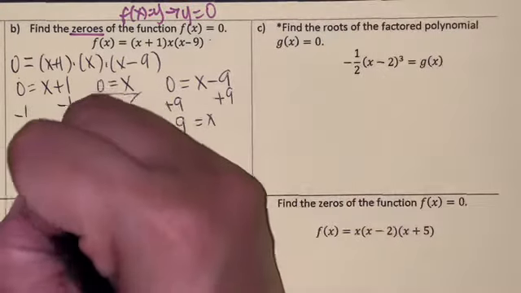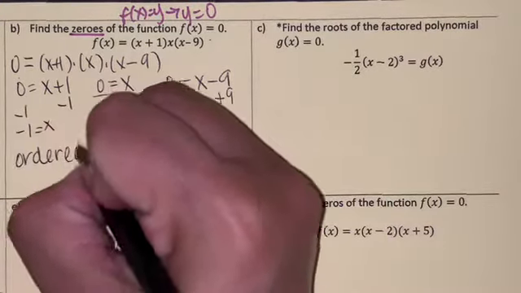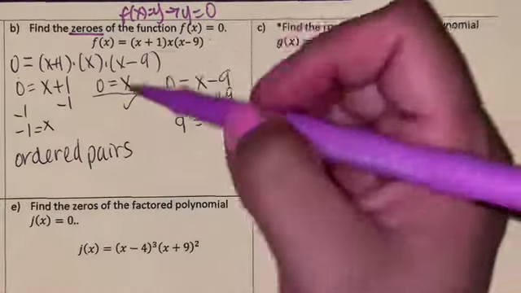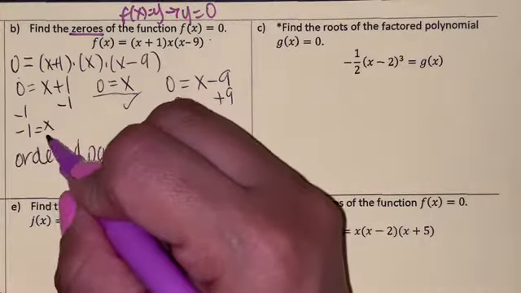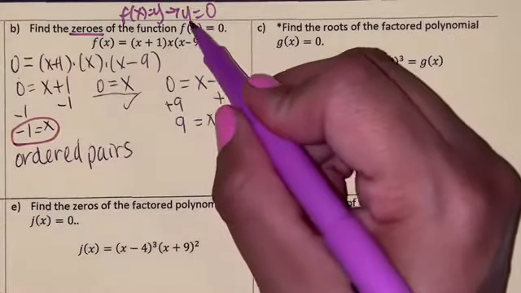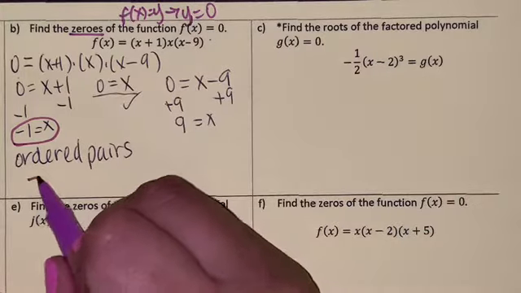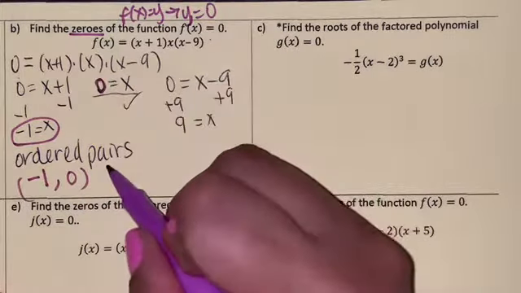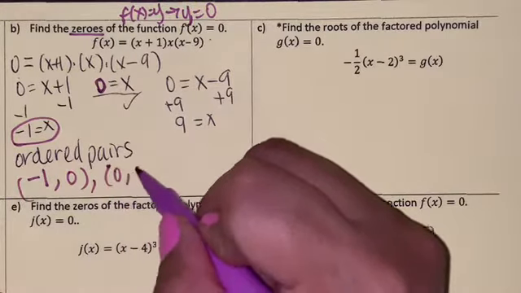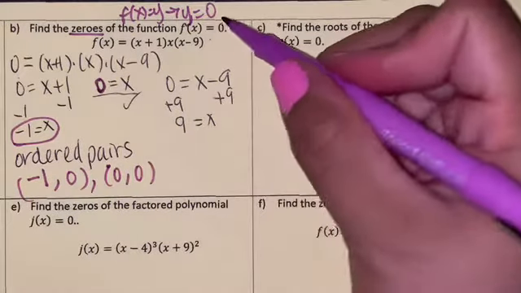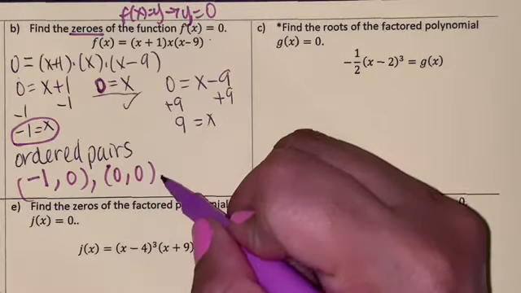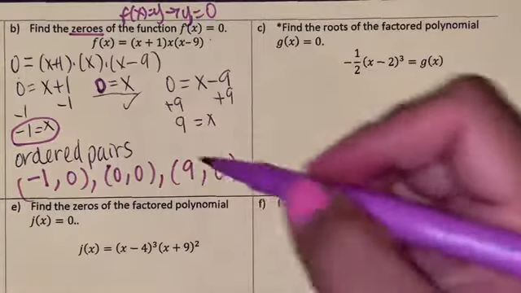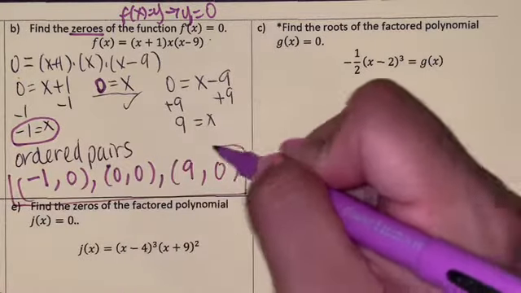So we're making ordered pairs. Let me get a different color pen just so you can see it. Remember, this was the x and this is the y. So negative 1, 0. I know that this is a 0, so it's going to be 0, 0, because my y was 0. And then that's my x, so it's 9, my y is 0, 0. So you have 3 ordered pairs. That's your solution.